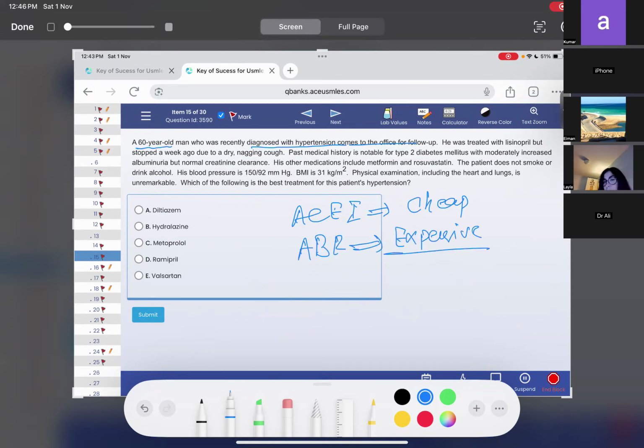So you should give the patient a cheap type of drug that doesn't affect the financial status of the patient. You should always think about the patient's financial status. ACE inhibitors are really cheap and ARBs are expensive. That's why we start first with an ACE inhibitor, and when ACE inhibitors cause any type of side effect in a patient, then we shift to ARBs. These are the only differences between these two.